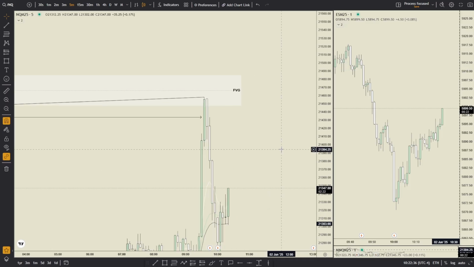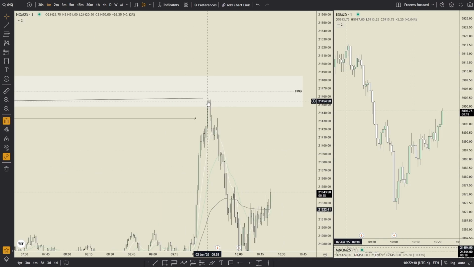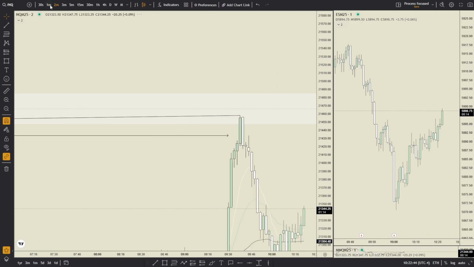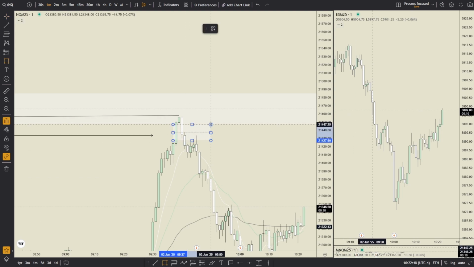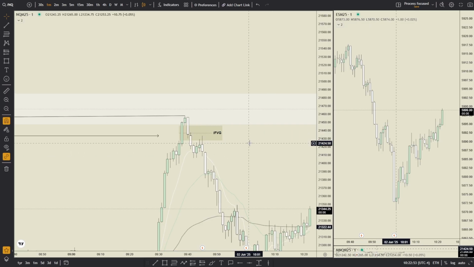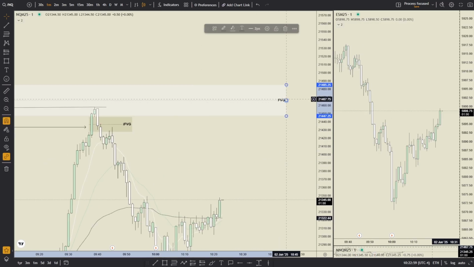Now with all of that out the way, I was looking for a very simple entry point, which was just an inversion to the downside. Highest time frame inversion was the 1 minute. So as you can see here, we have a 1 minute fair value gap right there. Stop loss was above this recent swing high, taking out the liquidity.